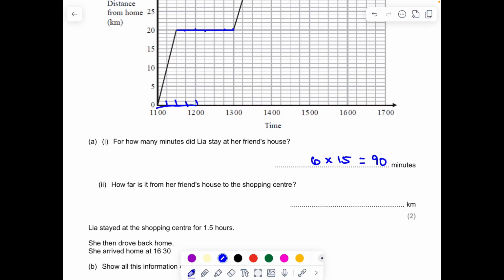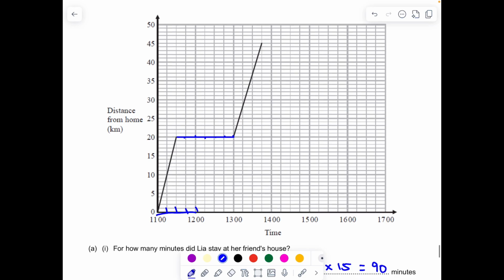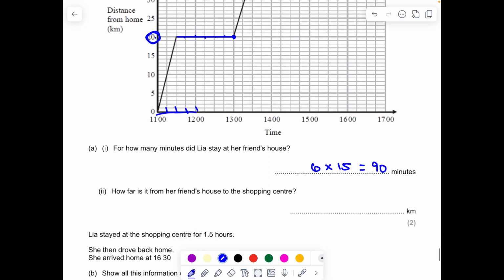How far is it from her friend's house to the shopping centre? So this is where she's at. Her friend's house is at 20 kilometres, and then she's at the shopping centre here at 45 kilometres. So we just need to do 45 take away 20. So her friend's house is 25 kilometres from the shopping centre.